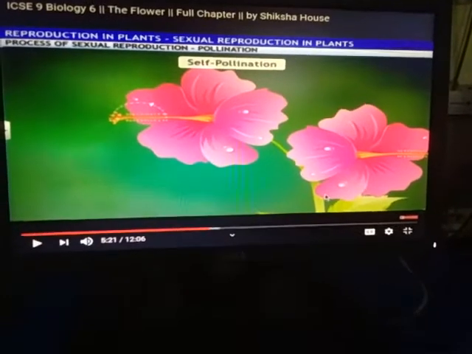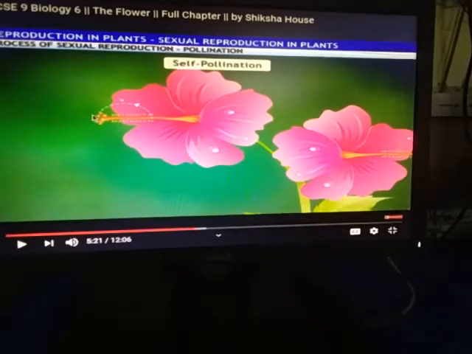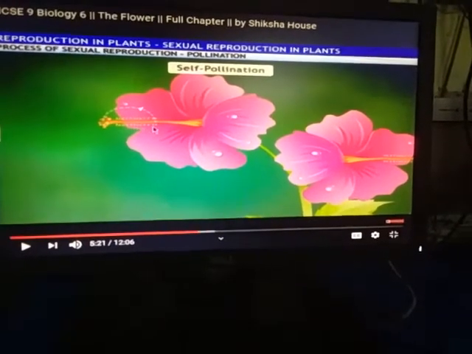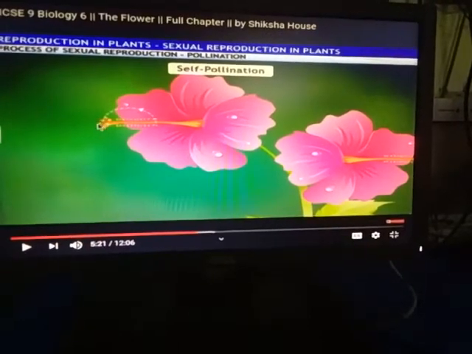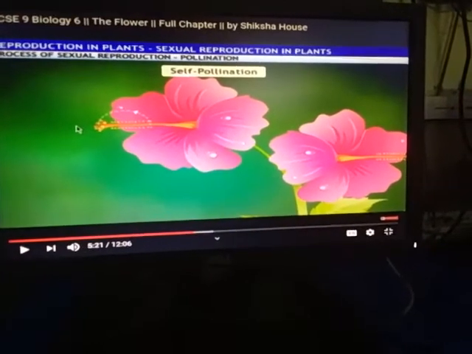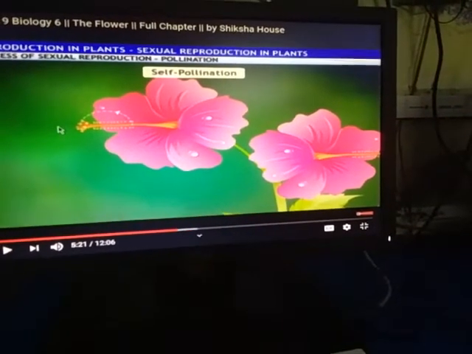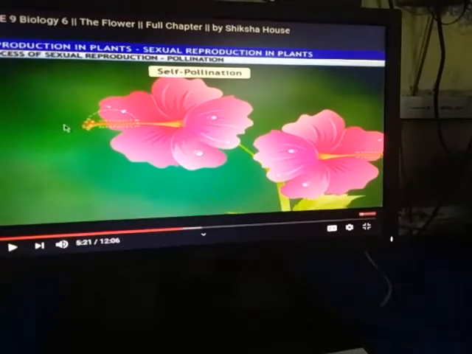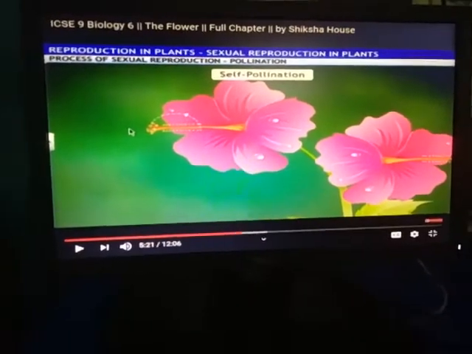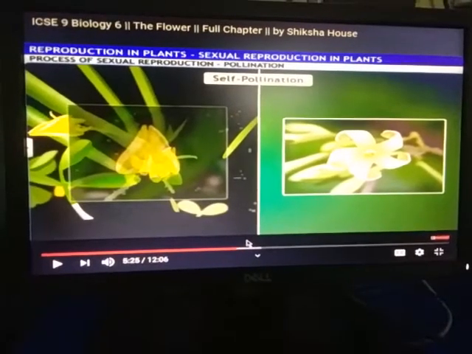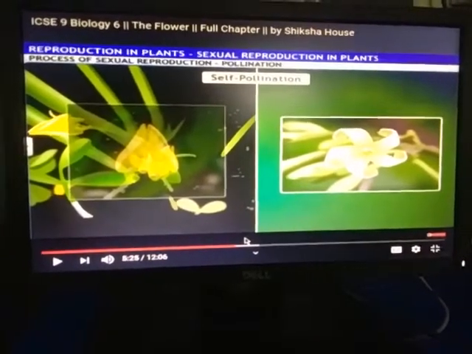Now dear students, we can watch the flower in which the self pollination process will take place. So this is the stigma and there are stamens. When pollen from this part transfers on the stigma of the same flower, this process is called self pollination. The exact definition of self pollination is transfer of pollen grains from the anther to the stigma of the same flower. Okay, this is another flower representing the self pollination process.